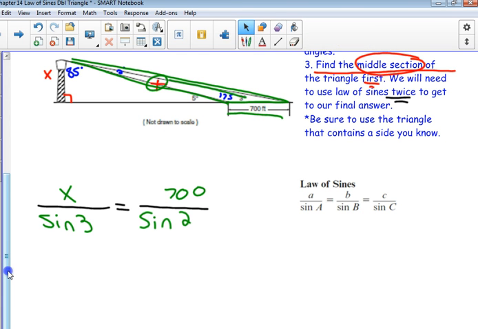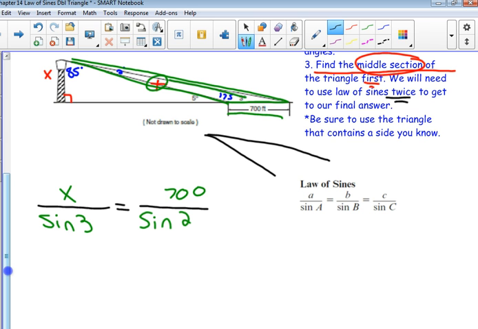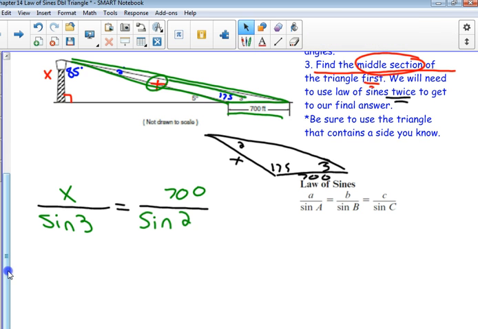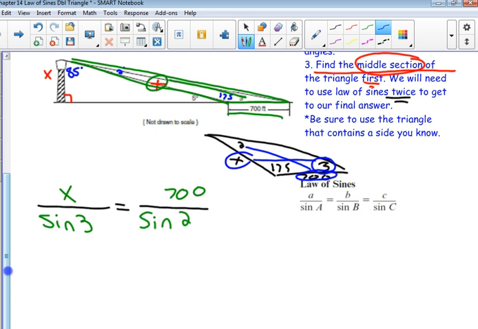Very weird, we have such small little degree measures here. And don't be afraid, if you're more comfortable setting it up like this, with the 700, sine 3, 175, and x, sine 2, and that's easier for you to see, by all means, go for it. That will help you. So we have the two sides and two angles. We need to use the law of sines here.